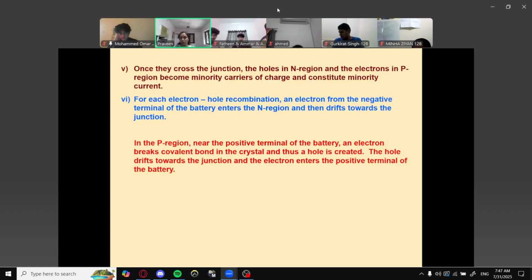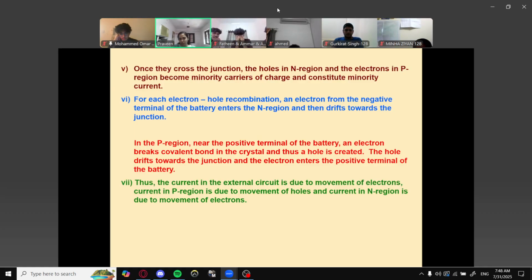For each electron-hole combination at the junction, due to diffusion, electron-hole recombination will be taking place. In the P region, near the positive terminal of the battery, where we have connected the P region to the positive terminal, an electron breaks a covalent bond in the crystal and thus a hole will be created. This hole will drift towards the junction and the electron will enter the positive terminal of the battery. So the current in the external circuit is due to movement of electrons, the current in the P region is due to movement of holes, and the current in the N region is due to movement of electrons.